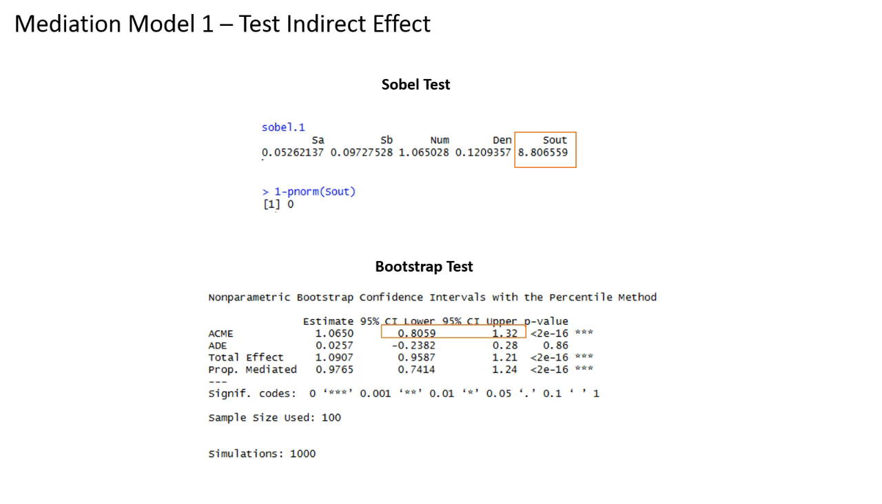I also did a bootstrap to test the indirect effect. Bootstrapping is just resampling with replacement many times to get a sampling distribution. Then I looked at the 95% confidence interval of the sampling distribution to see if 0 fell within this confidence interval. We can see that the confidence interval did not include 0. Therefore, I conclude that the indirect effect is different than 0.